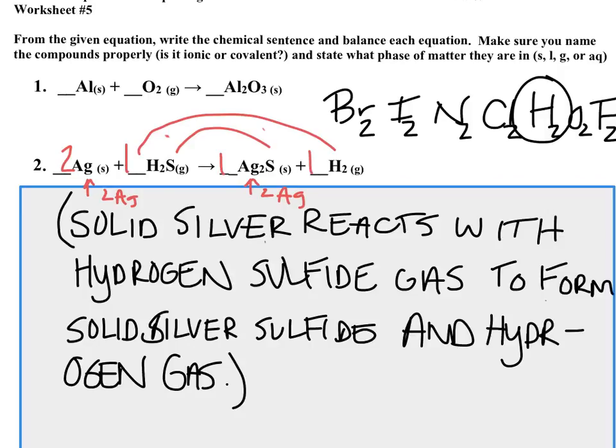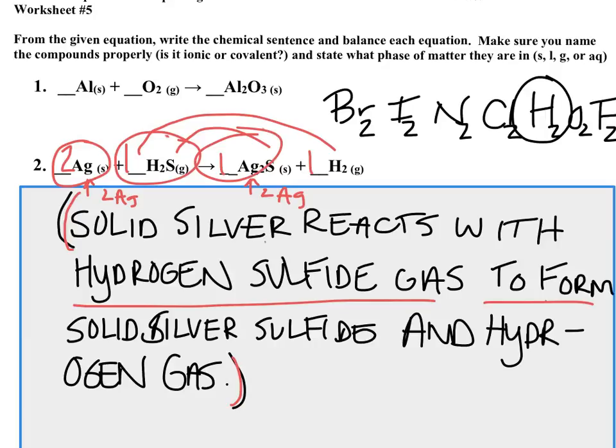2-1-1-1 ratio. And again, just to recap, that means that we could take this interpreted chemical equation and add in our moles now. We could say 2 moles of solid silver reacts with 1 mole of hydrogen sulfide gas to form 1 mole of silver sulfide, solid silver sulfide, and 1 mole of hydrogen gas.